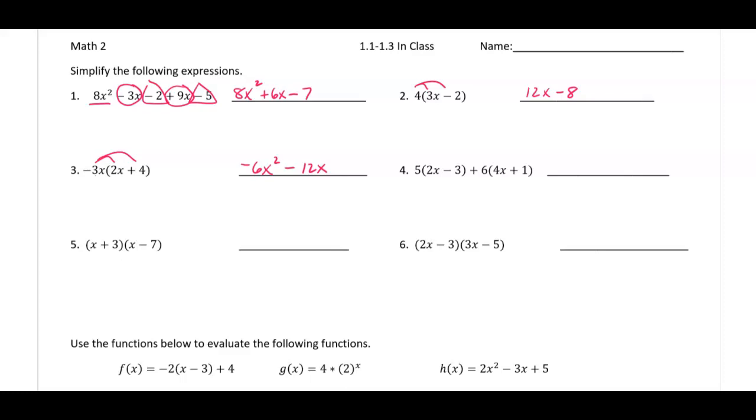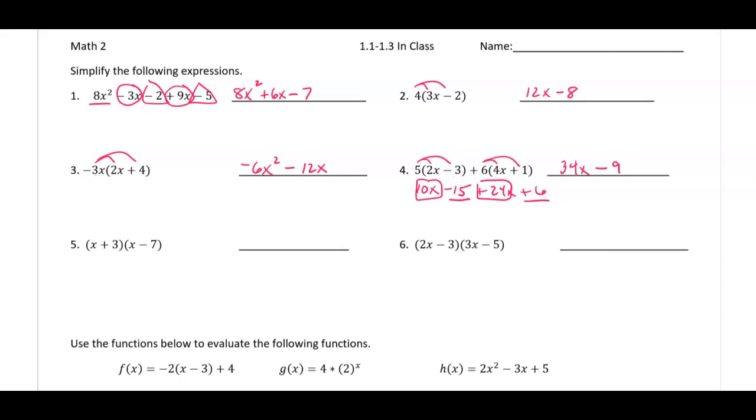The next thing we're going to do, the first thing we have to do here, is distribute. So I'm going to distribute the 5 to get 10x. Then 5 times negative 3 is minus 15 plus 24x plus 6. Then I look to combine like terms. So I notice these terms can be combined. 10x plus 24x is 34x. And then negative 15 plus 6 is negative 9, so minus 9.